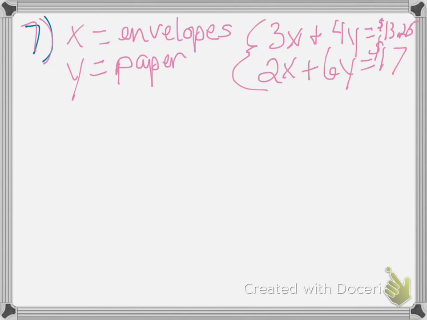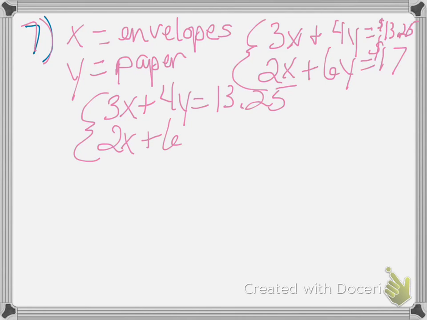Okay, unfortunately, on the second one, because it said in the second sentence, it said 2 boxes of envelopes and 6 boxes of notebook paper cost $17. I'm going to rewrite this because I have to, because it's not good. Okay, so there we go.